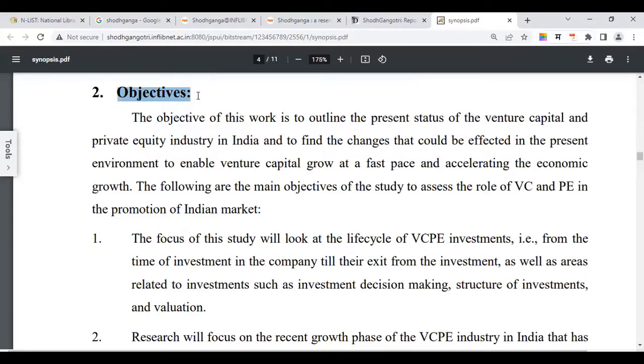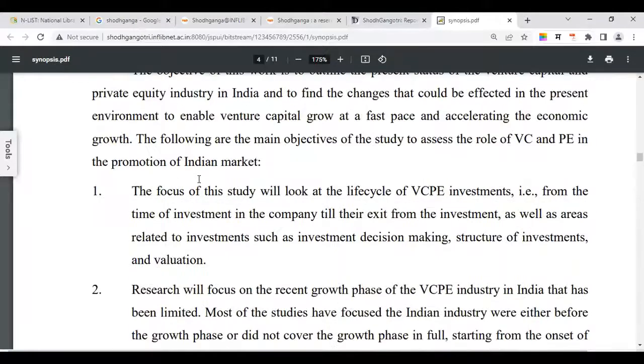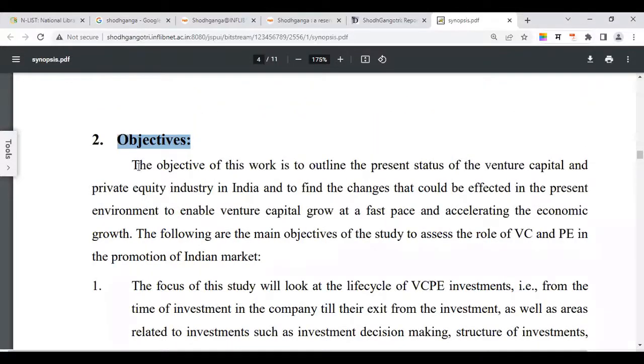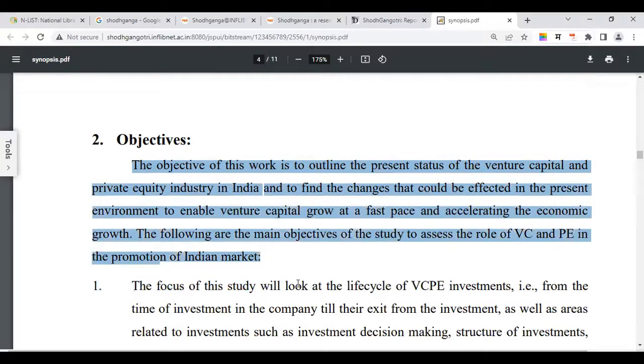The basic thing we have to understand is that the objectives play an important role in your research. On the basis of the objectives, your research will be carried out. So you have to define and write your objectives. What will be the objective of my research? The objective of this work is to outline the present status of the venture capital equity industry in India. Okay, so all these are there.